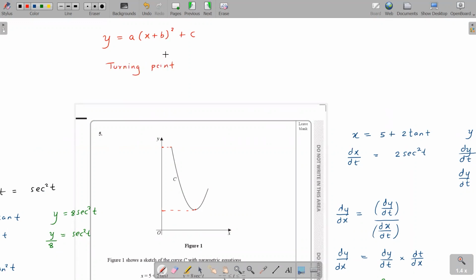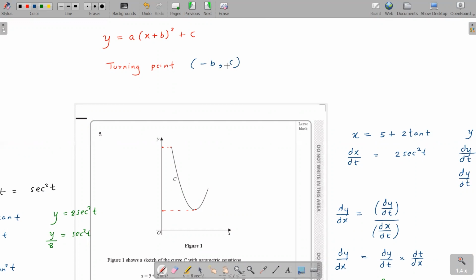The turning point: you take it from the inside here. X plus b squared means take the opposite of the x value. X plus b means the x coordinate is going to be minus b. The y coordinate, there's no change. The y coordinate is directly plus c. This is the turning point coordinate.